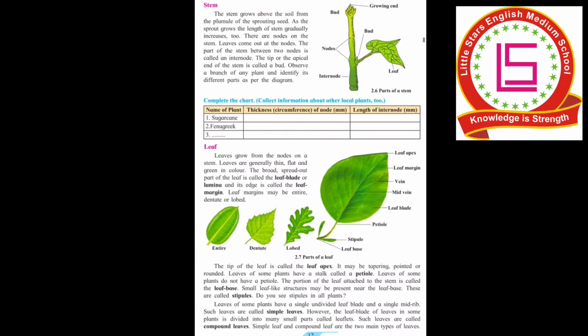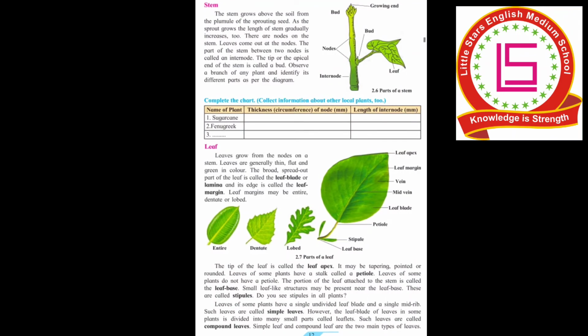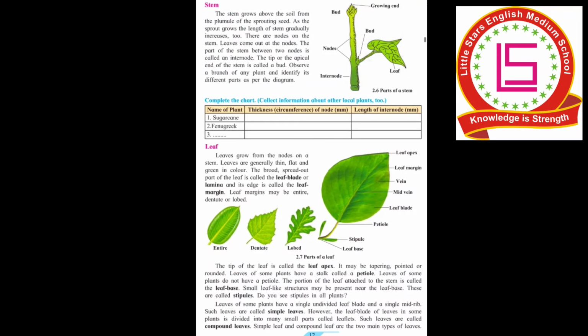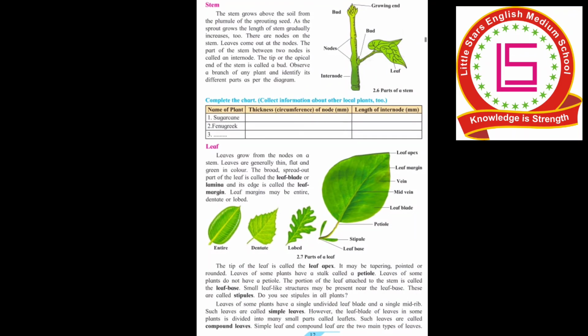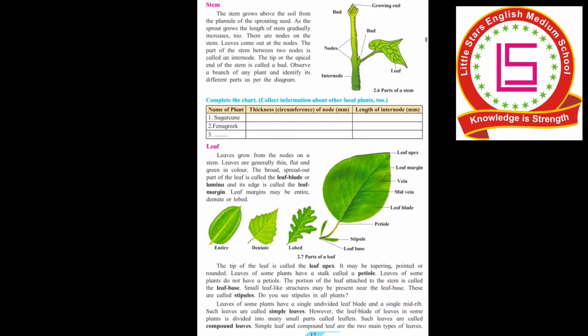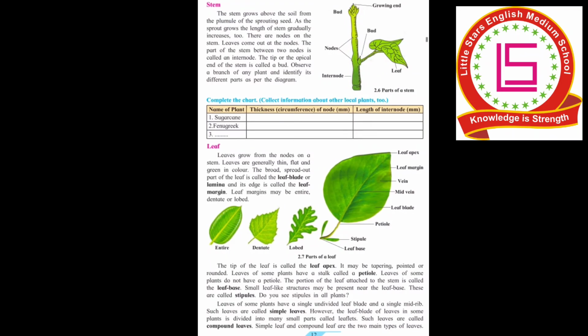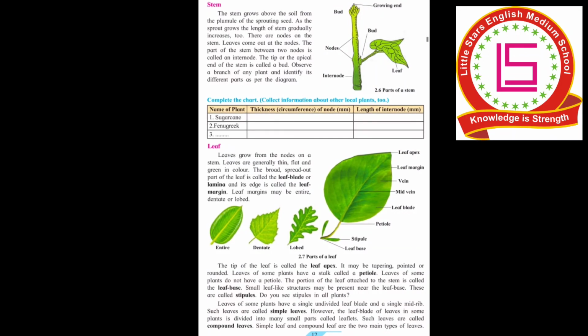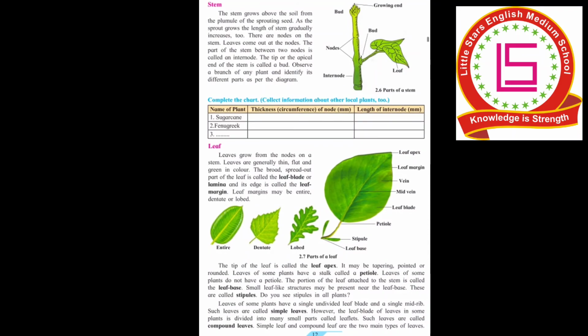Next, leaves. Leaves grow from the nodes of the stem. Leaves are generally thin, flat, and green in color. The broad, spread out part of the leaf is called the leaf blade or lamina, and its edge is called the leaf margin. Leaf margins may be entire, dentate or lobed. You can see in picture 2.7 the different parts of the leaf: the leaf apex, leaf margin, vein, midvein, leaf blade, petiole, stipule, and also leaf base.